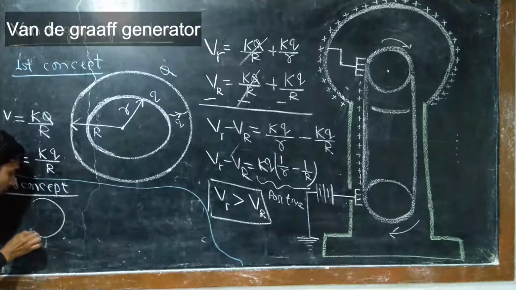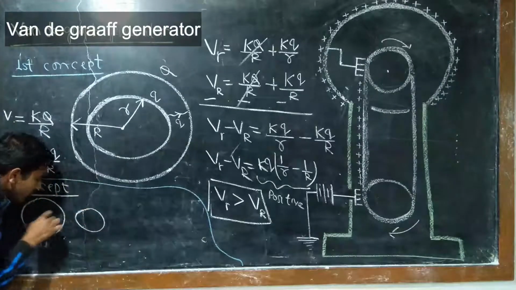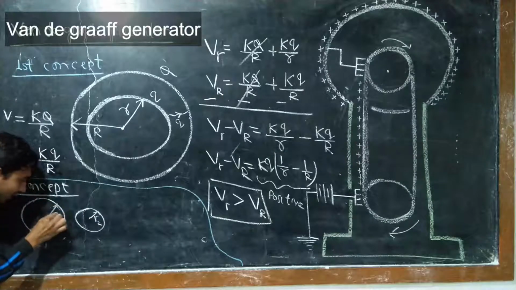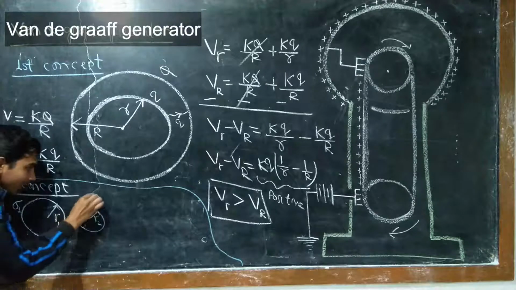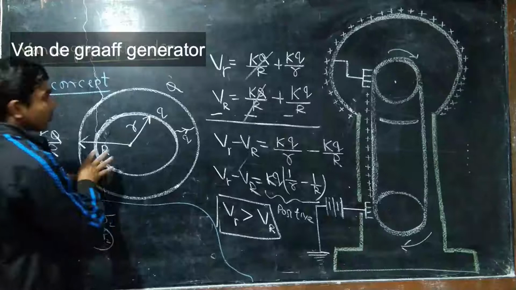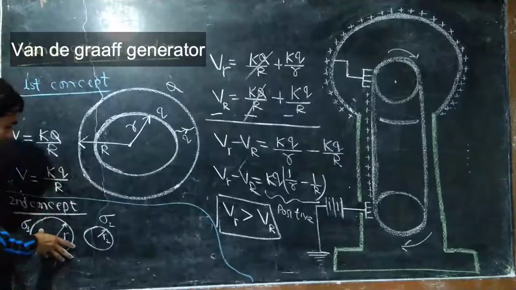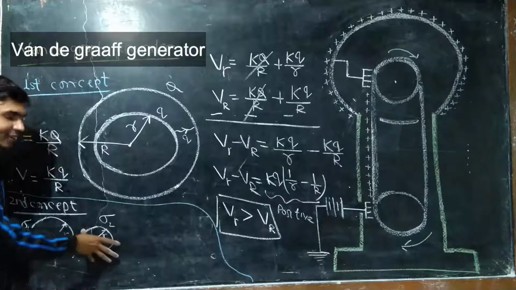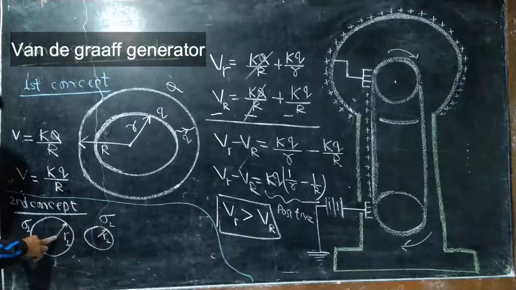Now suppose this is your smaller sphere, right? And another sphere is also present. This is bigger, this is smaller, and this has radius R2, this has radius R1, right? Surface charge density is sigma 1, surface charge density is sigma 2, right? Okay, so the first concept is done. Now I am going to discuss the second concept, right? So this is your smaller spherical shell, and this is bigger. This has surface charge density sigma 1, sigma 2, radius R1, R2, right?